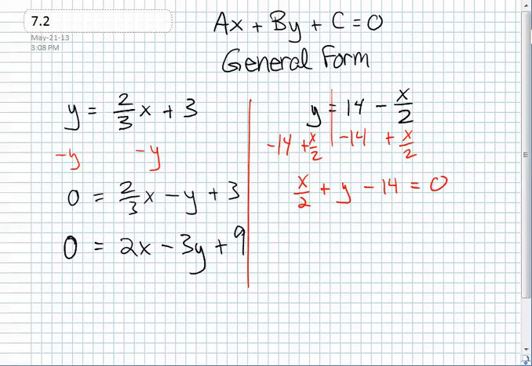Okay, and again, I need to get rid of all of my fractions, so multiply everything by 2, and there is the answer in general form.